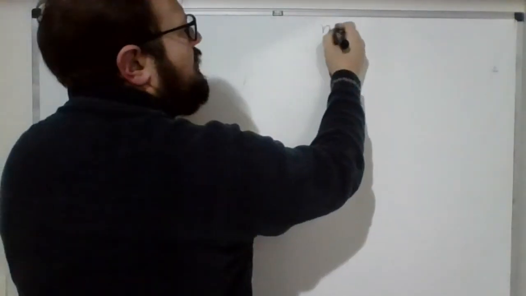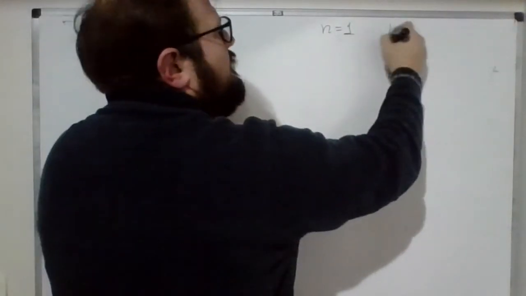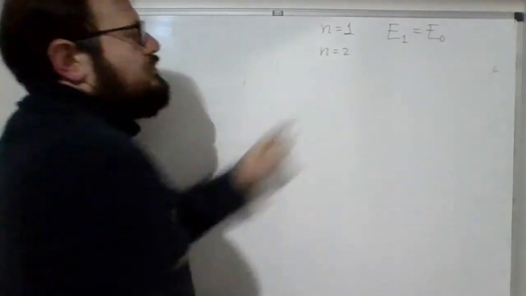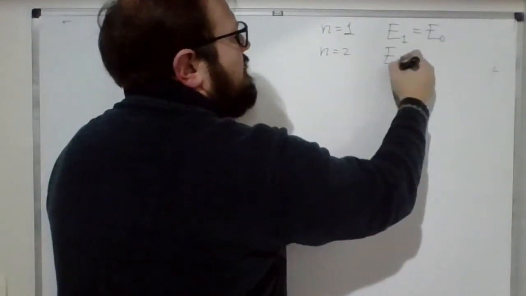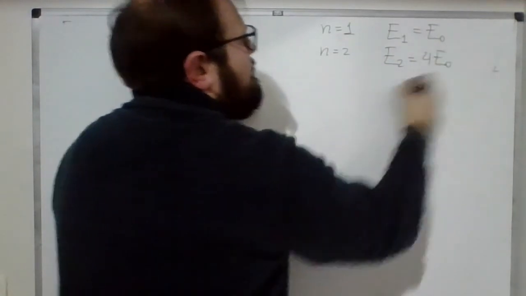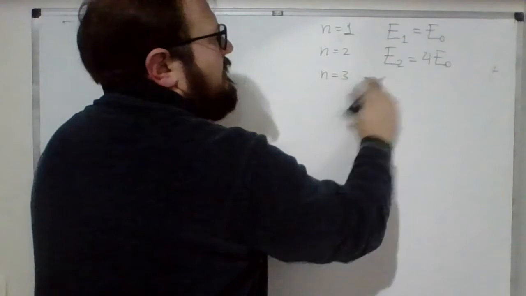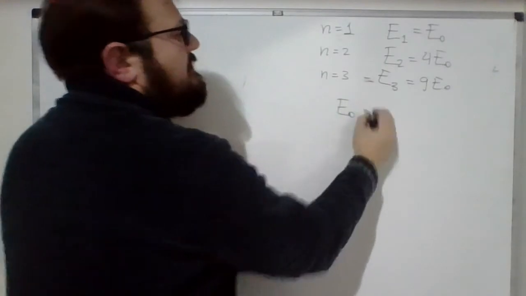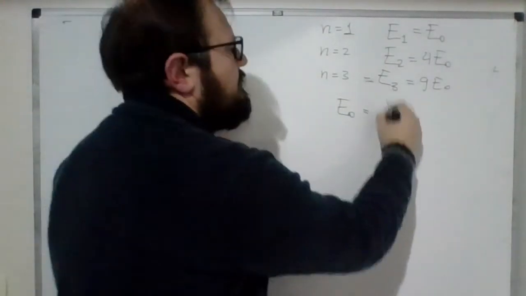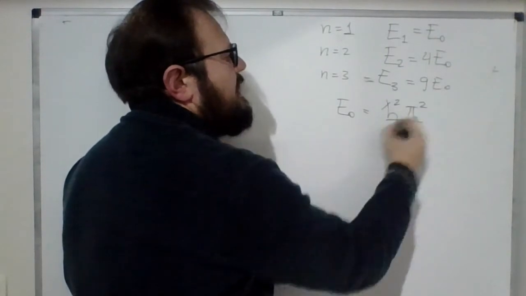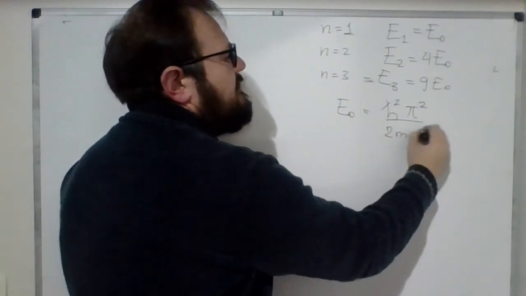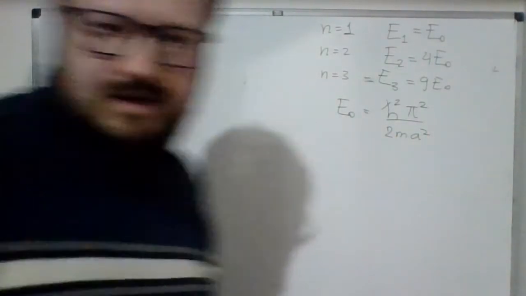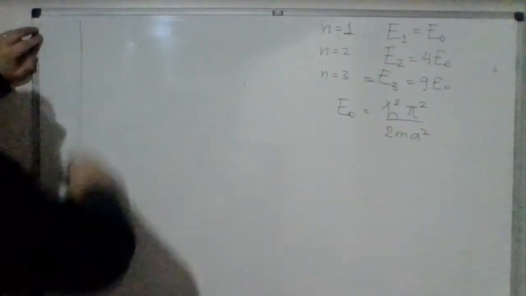Remember, the first solution, the lowest level, is n equals 1, which corresponds to E1 equals E0. The n equals 2 corresponds to the second energy level. It is 4 times E0, and n equals 3 corresponds to 9 E0, and you need to remember that this just sets the energy scale. It's h bar squared, pi squared, divided by twice the mass and the length of the box squared.